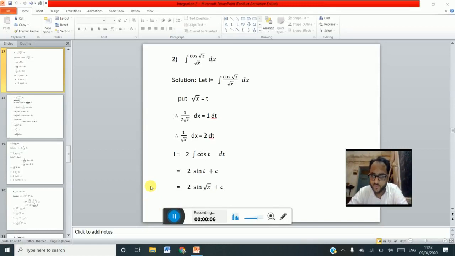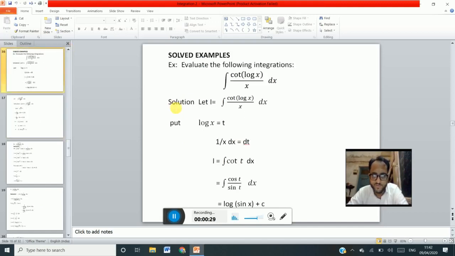Yesterday we saw some examples of integration by substitution. Yesterday we saw the example integrate cos of root x. Sorry, I think this is the second example. We take the first example from the solved ones, integration of cot of log x upon x, right? This example we completed yesterday.